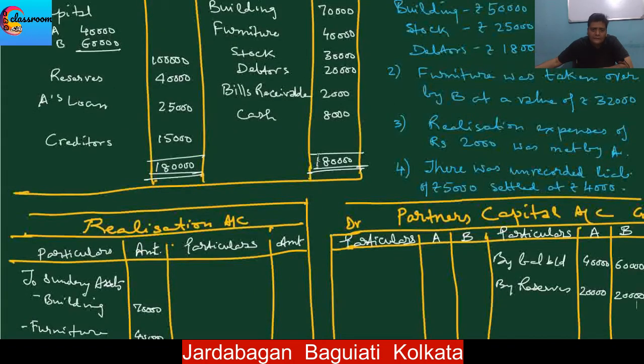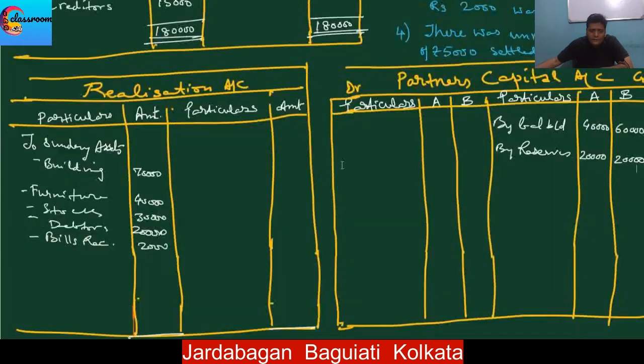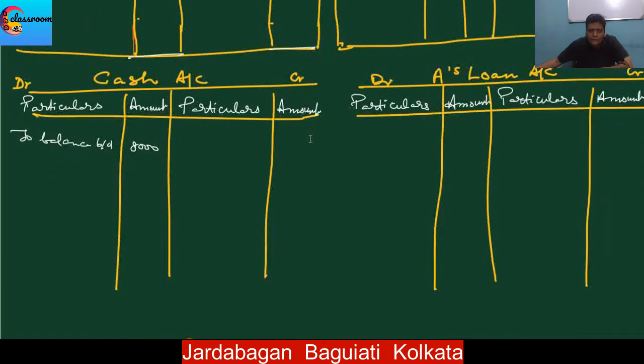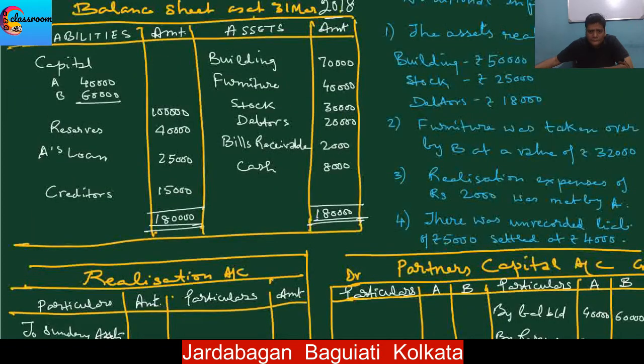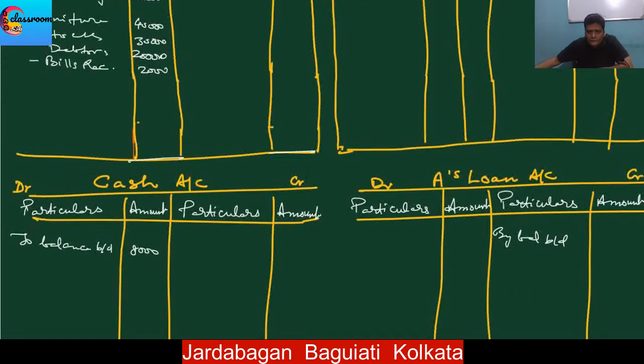And then the A's loan account. A's loan is not an outside loan, but it is a loan taken from a partner. So this is transferred to partner's loan account. By balance B by D. Loan is a credit balance. The amount is 25,000. We transfer on the credit side of A's loan account.